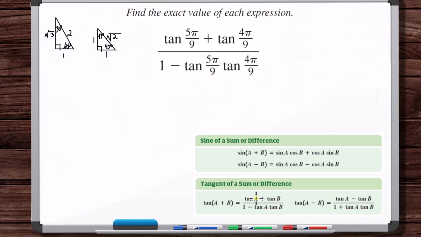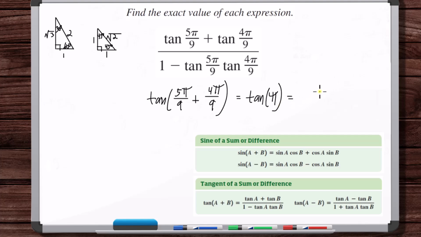Okay, here we've got the sum formula for tangent, with A being 5 pi over 9 and B being 4 pi over 9. Okay, 5 pi plus 4 pi is 9 pi, so 9 pi over 9 is just pi, and tangent of pi is, let's see, y goes to 0, that's 0. So all of this is equal to 0.